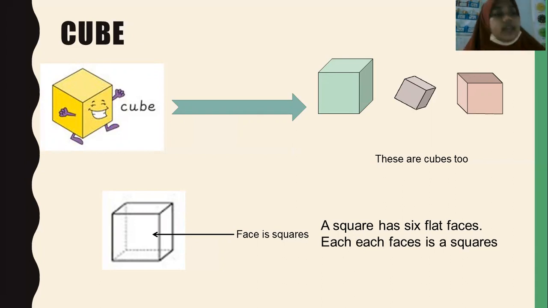What is a flat face? You can see this book. This is an example of a flat face. Flat, datar ya. This is a flat face. And each face is a square, so all of the faces in the cube are squares.